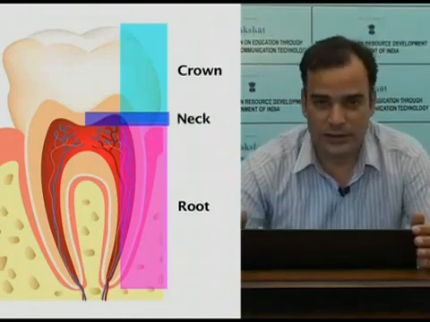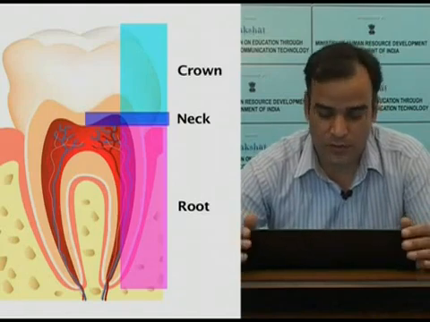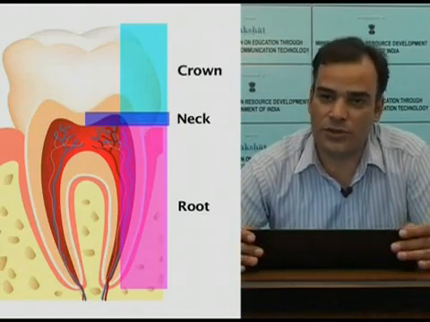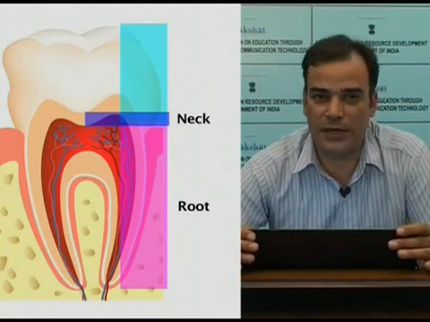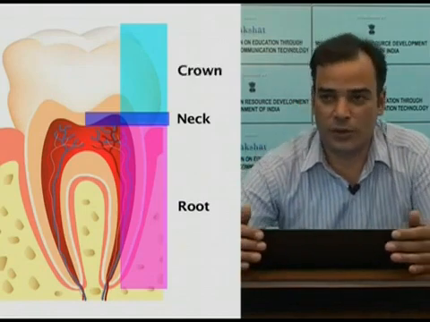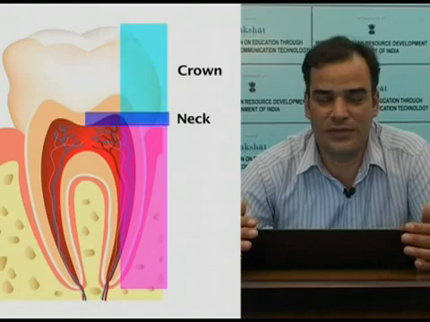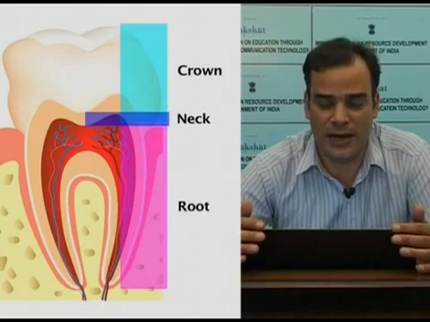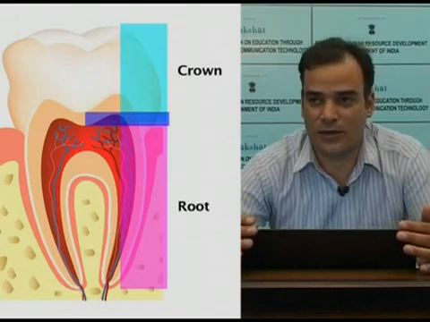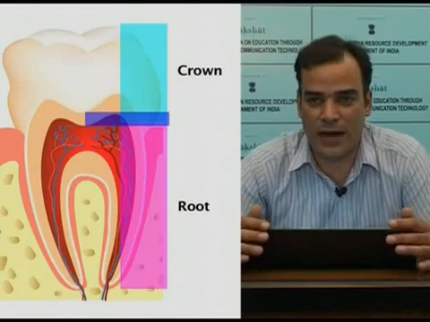So the tooth can be divided into number one, the crown, the portion that protrudes out from the gum into the mouth. Second, the root, the portion that lies within the bony socket of the jaw. And third, the neck, the collar between the crown and the root.